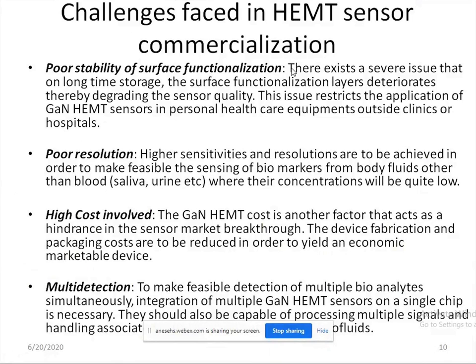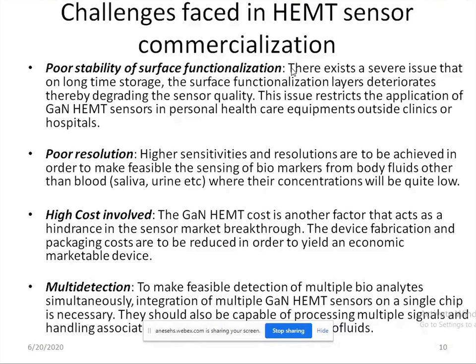So this functionalization, the chemicals that are used for this functionalization, get degraded easily, and hence the shelf life of the sensors gets reduced. So we have to go for stabilizing the functionalization using some kind of stabilizers. The optimization of this is still pending, so we have to work on this in order to take this HEMT to the commercialization phase.